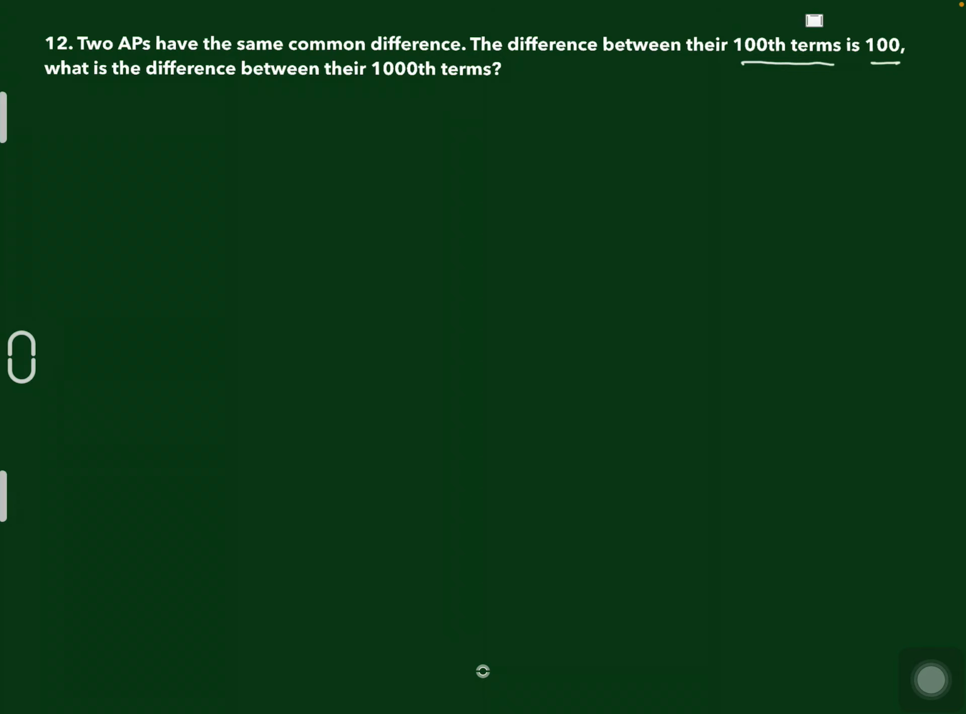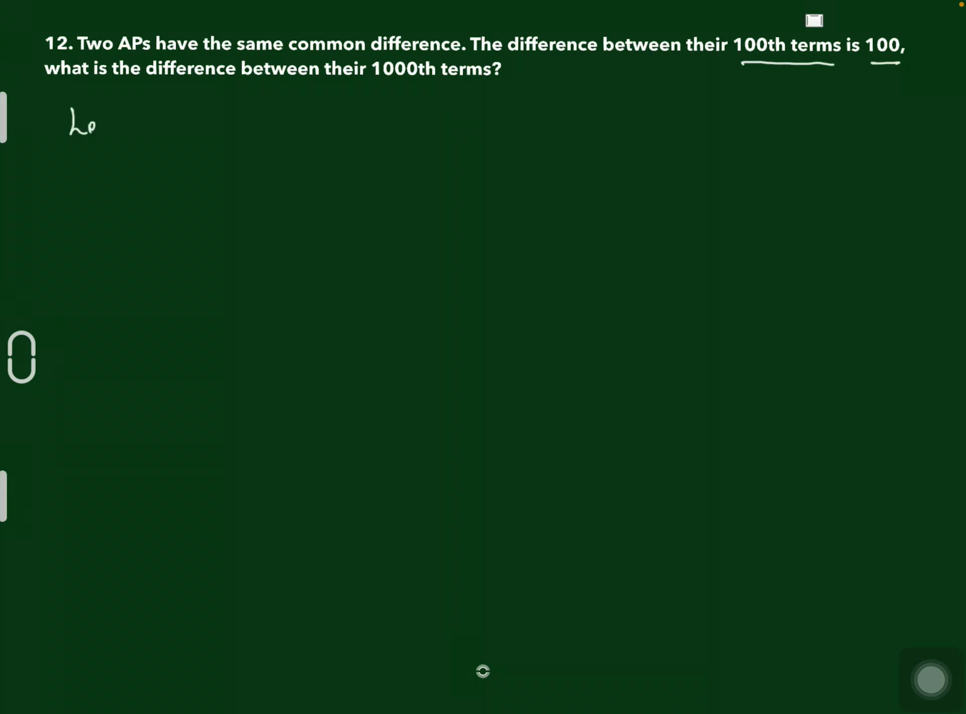So, what is given? Two APs are given, in which they have the same common difference. So, two APs we have to take, and the common difference is the same in both the APs. The difference between the 100th terms is 100. What is the difference between the 1000th terms?